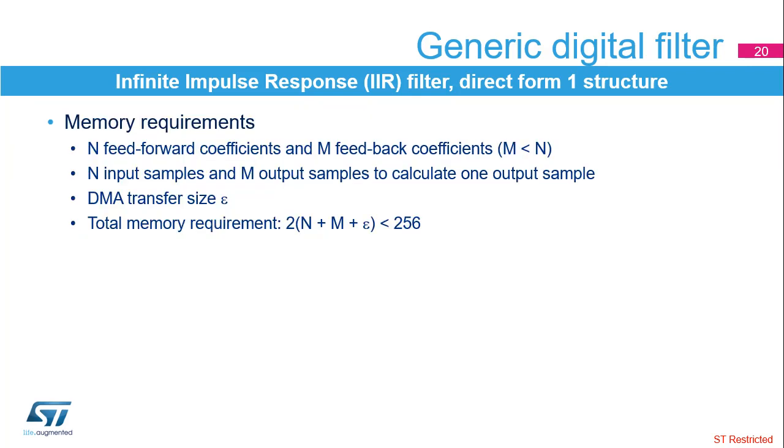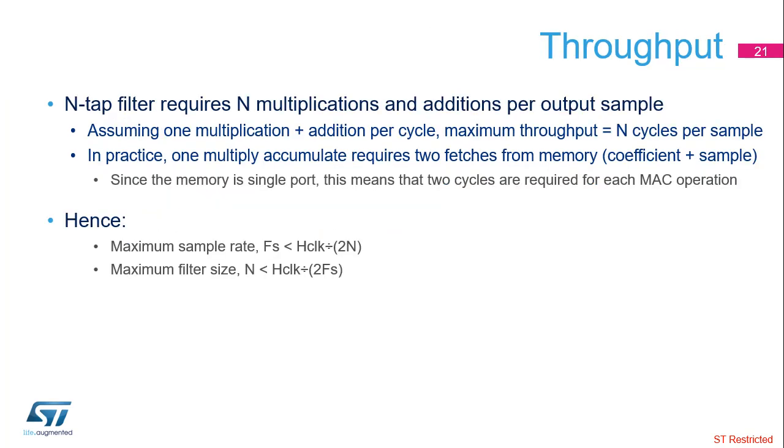The IIR requires N feed-forward coefficients and M feedback coefficients, M being lower than N. The input buffer size should be N plus epsilon, epsilon being the number of data in a DMA burst. The output buffer size should be M plus epsilon. The clock reference of the FMAC module is the AHB clock, HCLK. HCLK maximum frequency is half of CPU max frequency.